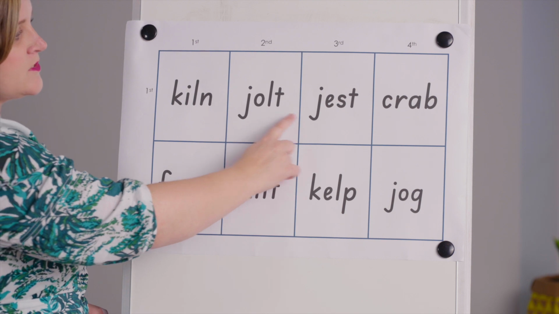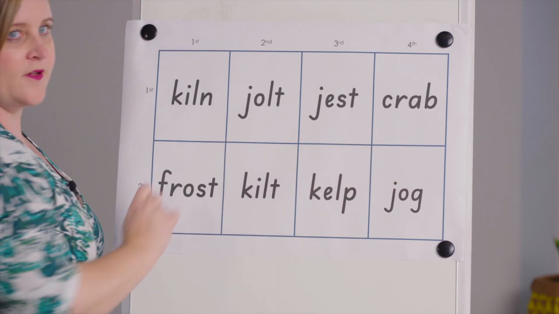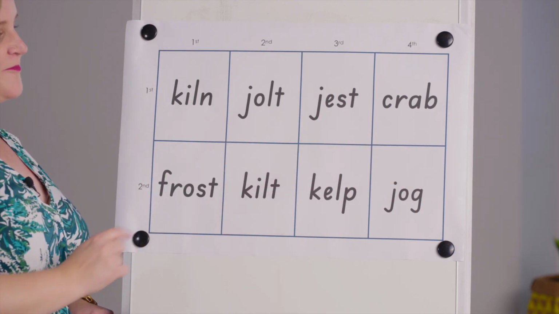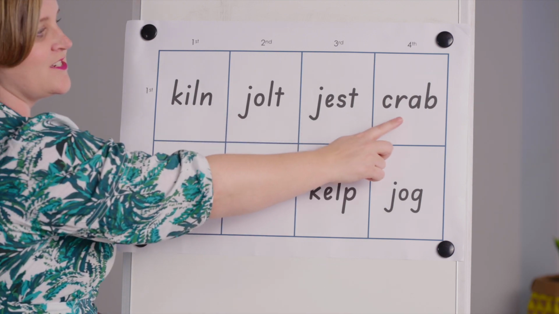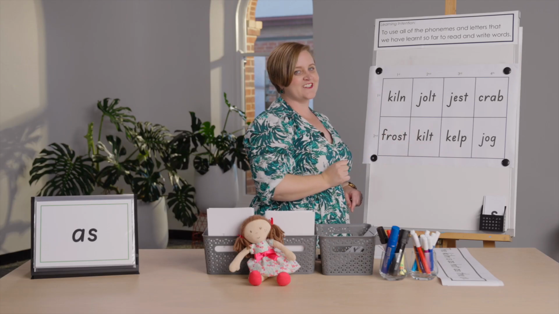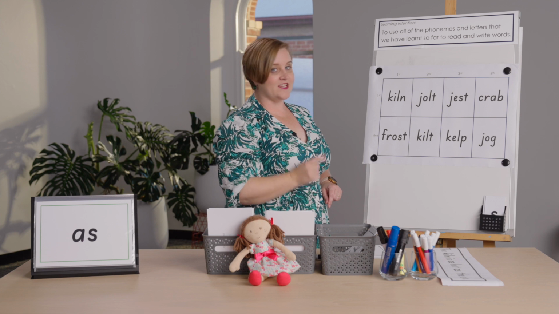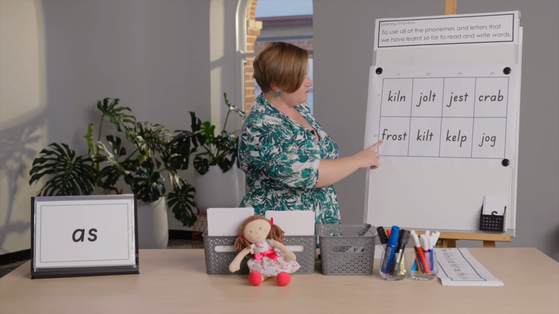Let's read them again from the beginning this time as whole words. Kiln, jolt, jest, crab. Can we do it a bit faster this time? Kiln, jolt, jest, crab. How did you go? It's a little bit of a tongue twister. Let's try the second row now.